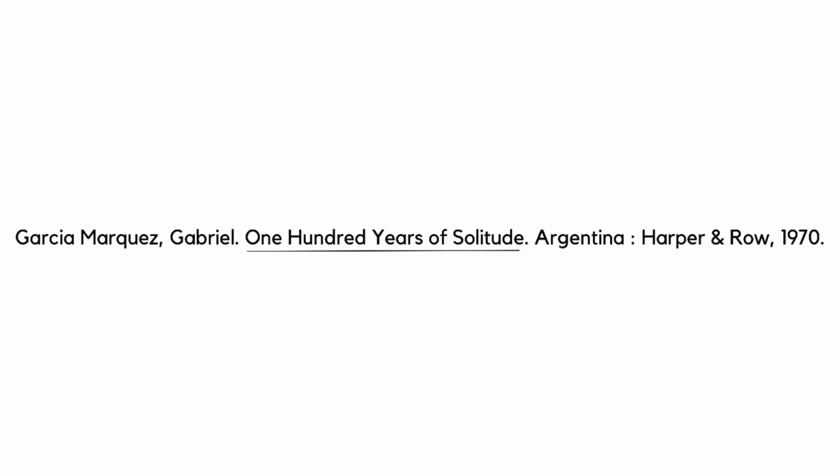Now let us go back to Gabriel Garcia Marquez's book. It will make more sense to you. Last name of the author. Now his full name is Gabriel Garcia Marquez. So his first name will be Gabriel and Garcia Marquez will be his last name. So Garcia Marquez, last name, first name, full stop. Title of the book is 100 Years of Solitude, which has to be underlined and full stop. Place of publication of this book is Argentina, the publisher is Harper and Row.